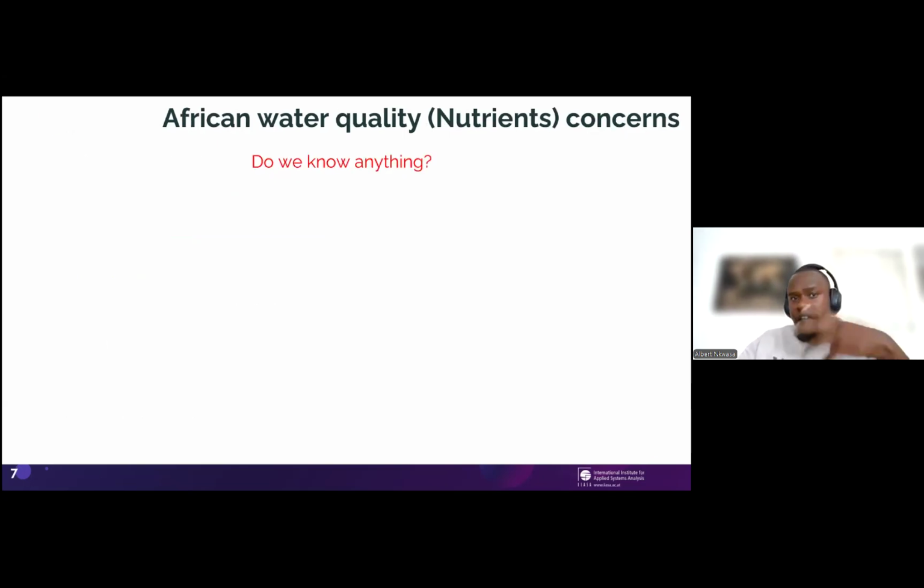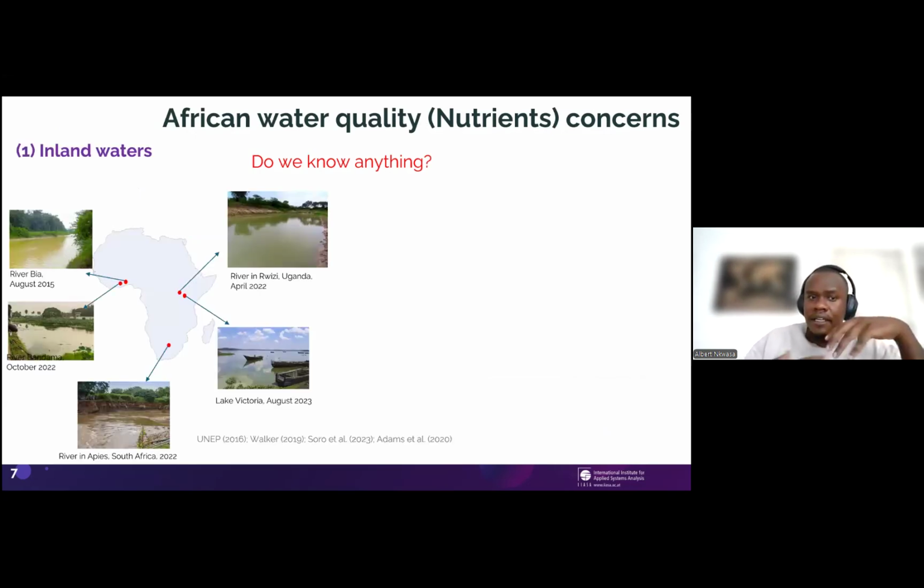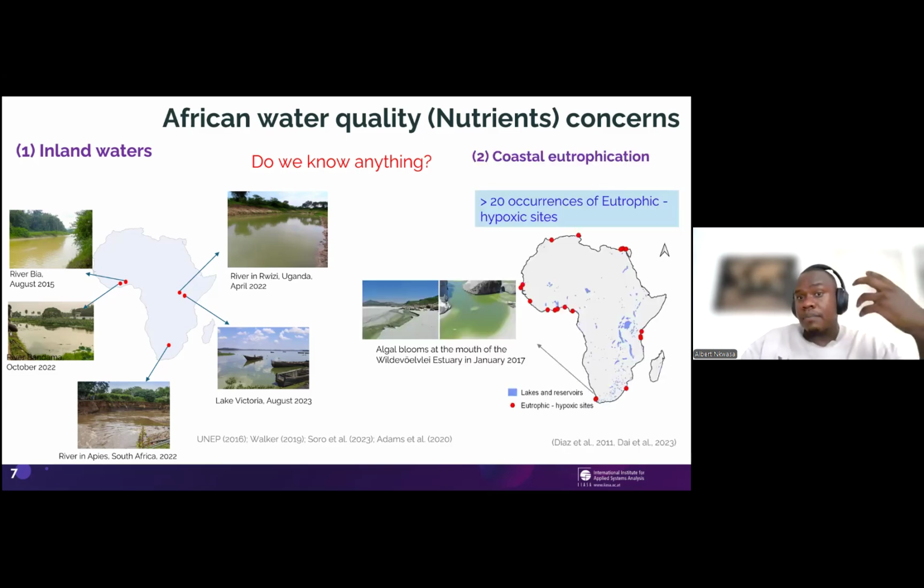So when we go to the African continent, what do we know about its nutrient concerns? Well, there have been scattered reports about eutrophication. This is where you have a high increase of nutrient loading into a water body, and then you have algae blooms popping up, not just in inland waters but also in African coastal waters. About 20 occurrences of eutrophic and hypoxic sites have been reported along the African coast, and this is where the red dots that you see on the African coast are.